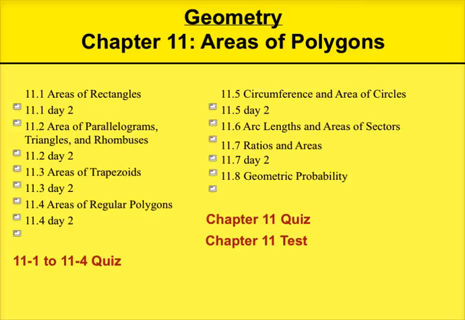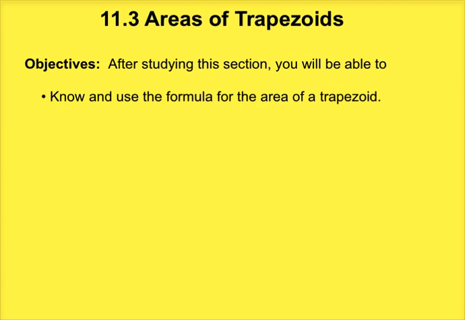Chapter 11, Areas of Polygons. Today we're going to cover Section 11.3, Areas of Trapezoids. Our objective for today will be to know and use the formula for the area of a trapezoid.